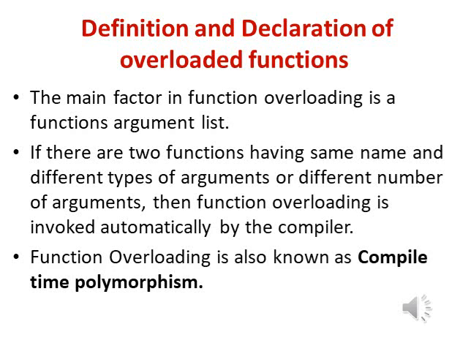Now we shall see how to define and declare the overloaded functions in a program. The main factor in function overloading is the argument list in the function definition. If there are two functions having the same name and different types of arguments or different numbers of arguments, then the function overloading is automatically invoked by the compiler. So it is also known as compile time polymorphism.